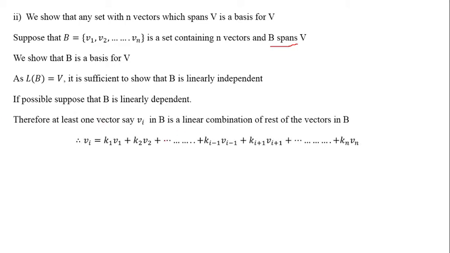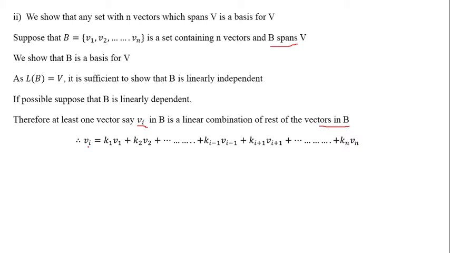So by the definition of linear dependence, if a set is linearly dependent, at least one vector in that set can be expressed as a linear combination of the rest of the vectors in the same set. This result we have proved in the video which is made under the title linear dependence and independence. So here B is linearly dependent, so at least one vector, we can say that Vi is a linear combination of the rest of the vectors in B.